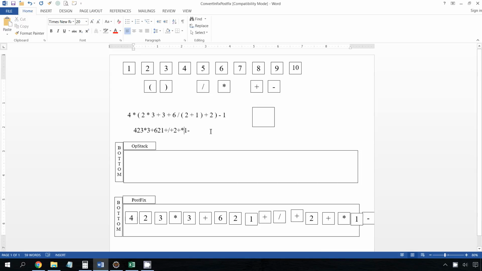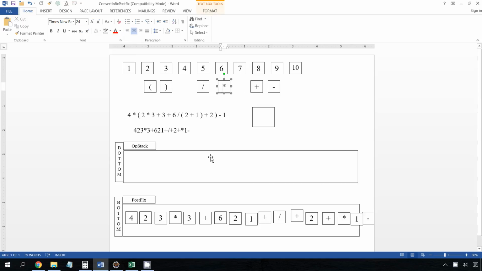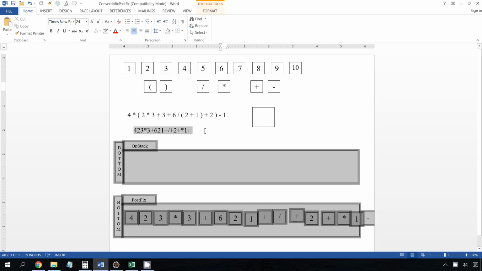So again, the general rules are: if it's a value, just push it onto Postfix. If it's a left paren, just push it onto OpStack. If it's an operator, you have to compare to whatever is on the OpStack, and as long as what's on the OpStack has greater than or equal precedence, you pop that operator from OpStack, push it onto Postfix, and you keep doing that until either you empty the OpStack or you reach a left paren, and then you stop and push the current operator onto OpStack. The other rule: if you hit a right paren, you pop off the OpStack until you reach the matching left paren. And then again, your Postfix stack read from bottom to top will be your Postfix expression.